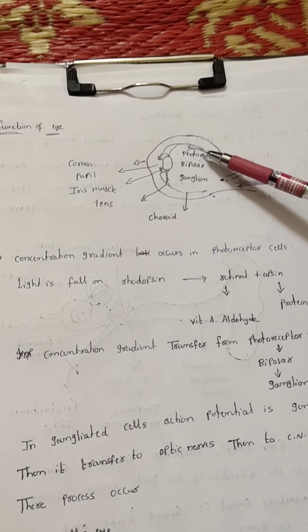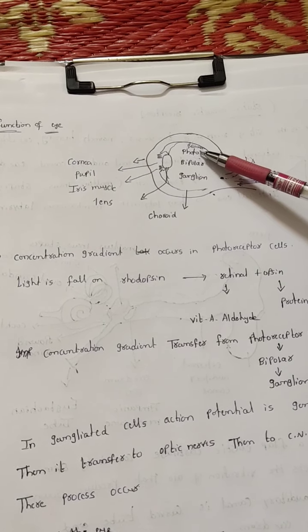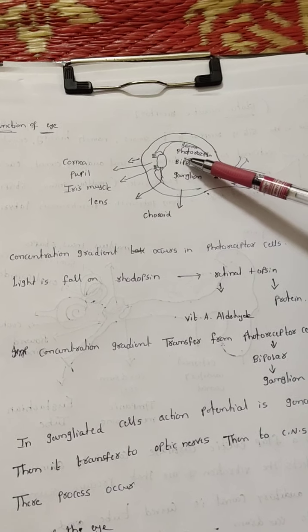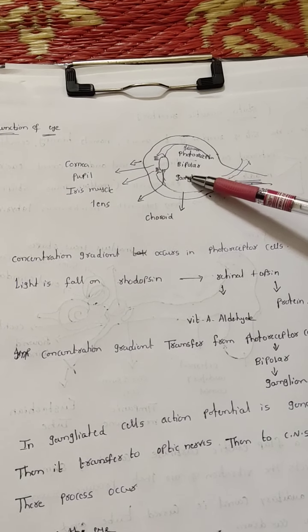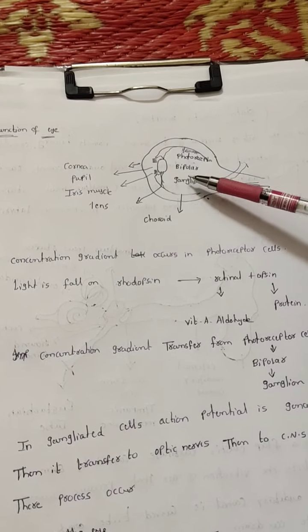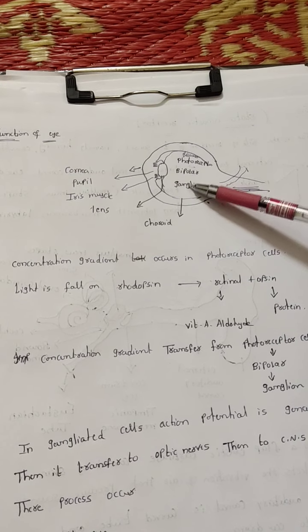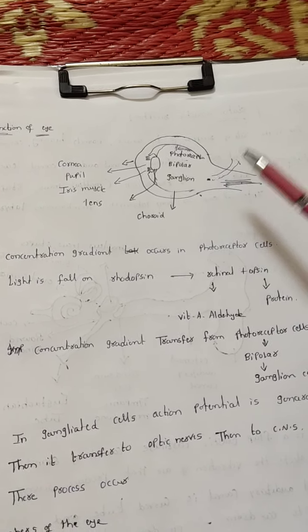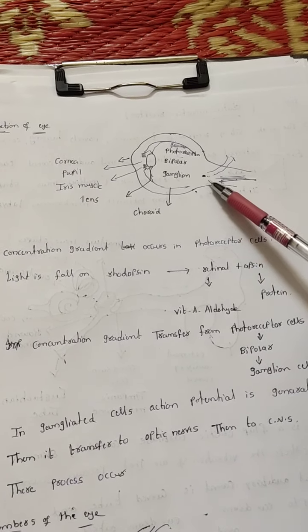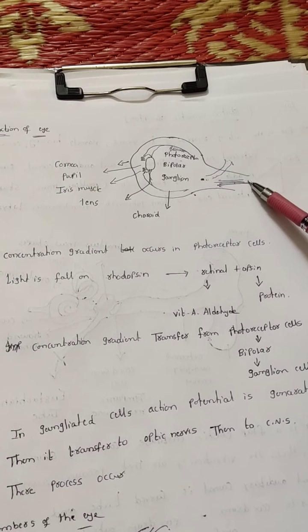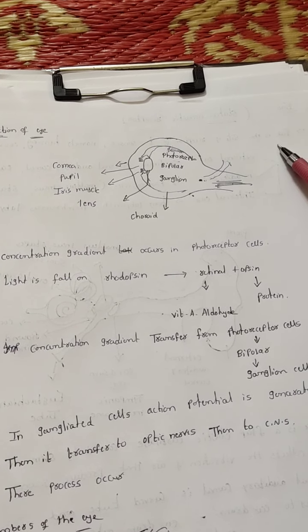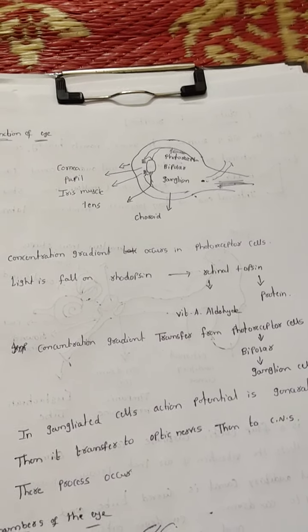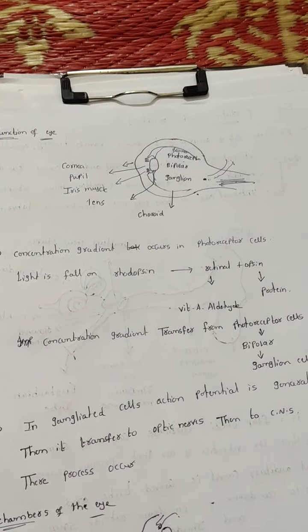That concentration gradient passes from photoreceptor cells to bipolar cells, bipolar cells to ganglion cells. Now here the action potential is started and impulse formation occurs. That impulse reaches the optic nerves, optic nerves to the central nervous system. There the process is completed and image formation takes place. Like that the eye works.